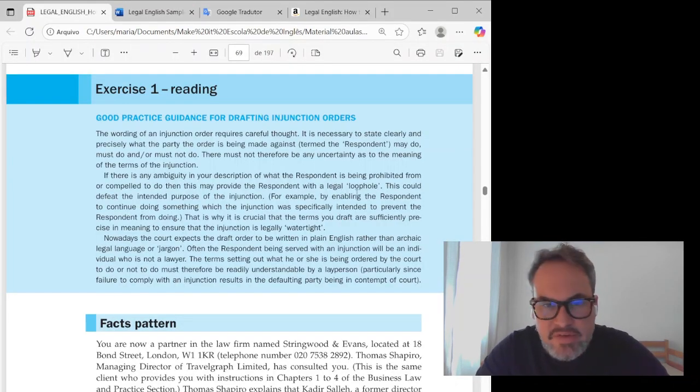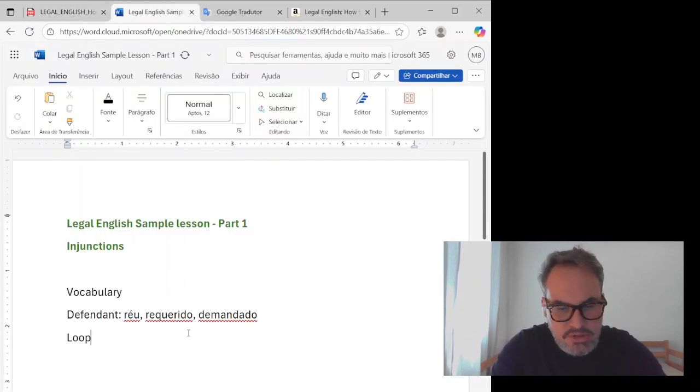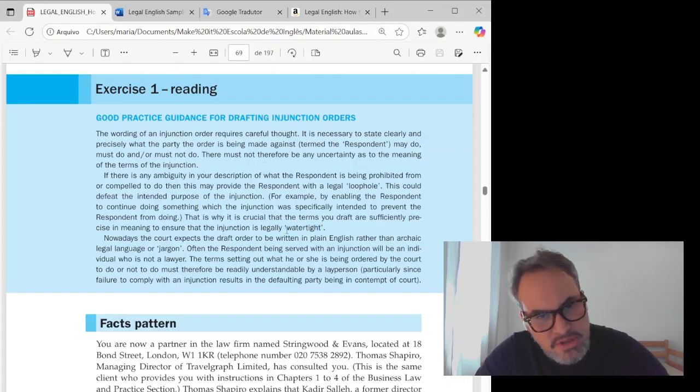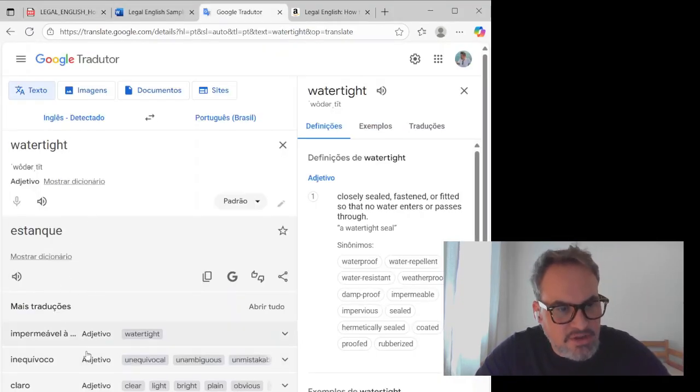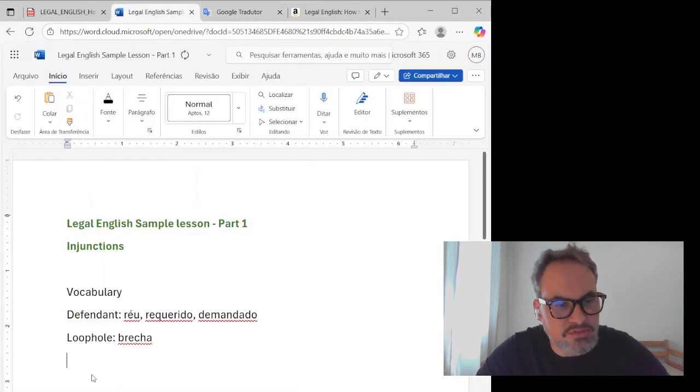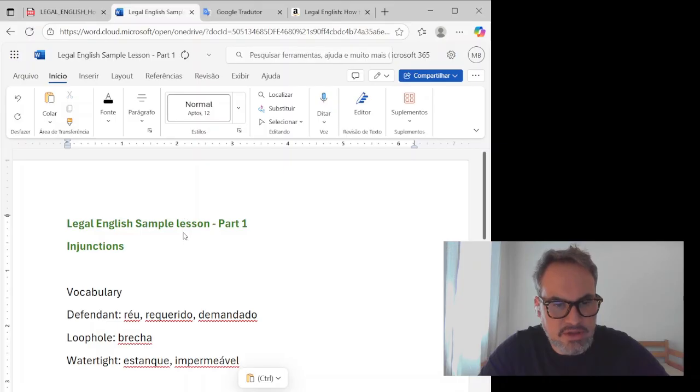So the next interesting word here would be loophole, right? Let's write it down here. Loophole, which can also be translated to brecha, right? So the next word here would be watertight, which means something that prevents the water from leaking, right? In Portuguese, we would call it estanque, right? Or impermeável, something like that. So let's write it down here. Estanque, impermeável. Let's go on.